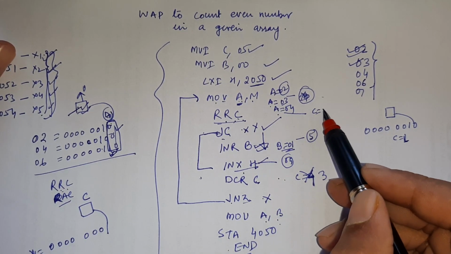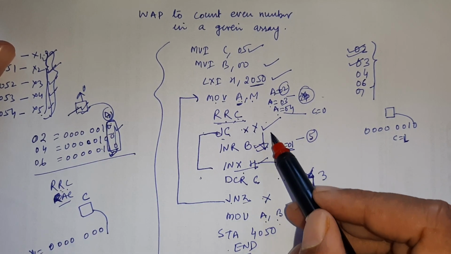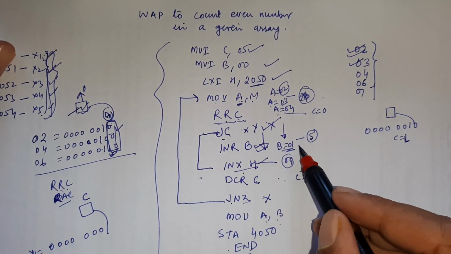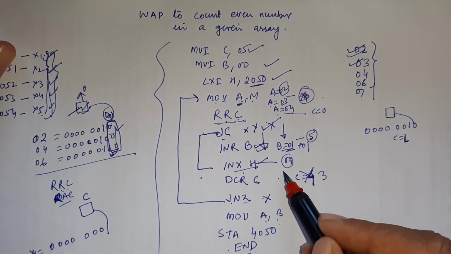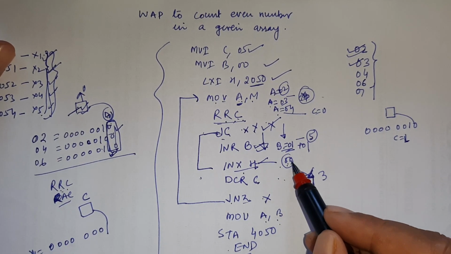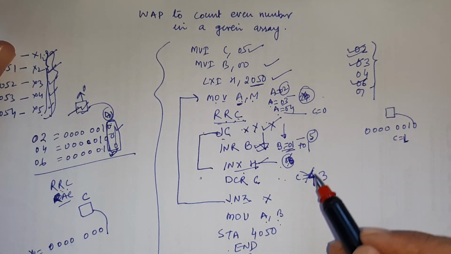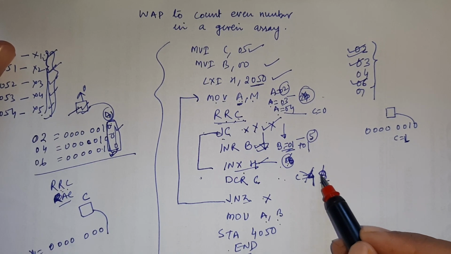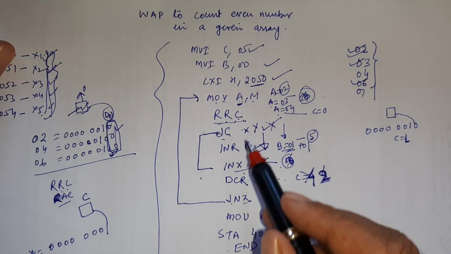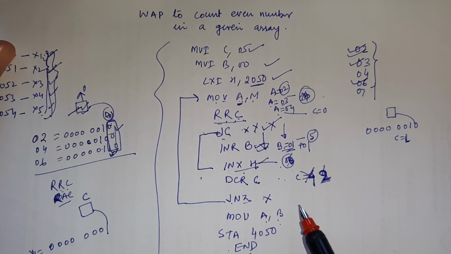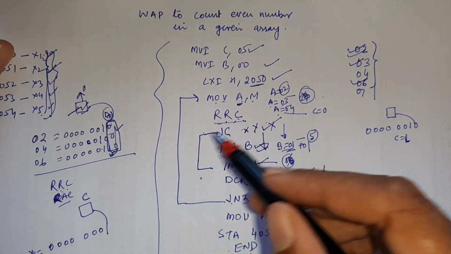Again we will get 0 in C. Again carry is not set, so it will increment. Now it will add 01 here, and this points to the next number, which is 06. Here the value of counter is 2, which is not equal to 0 again. So till C becomes 0, it will do the same repetition.